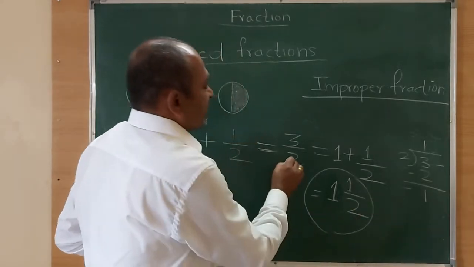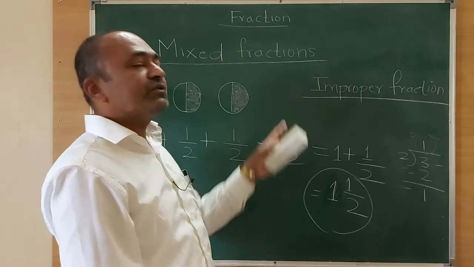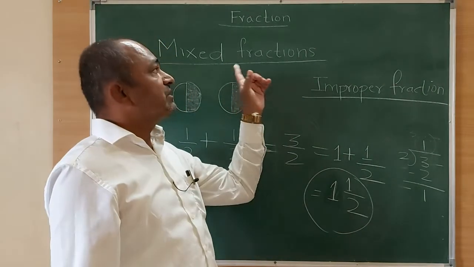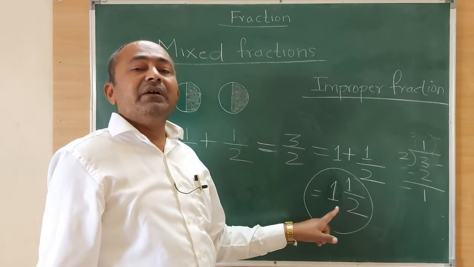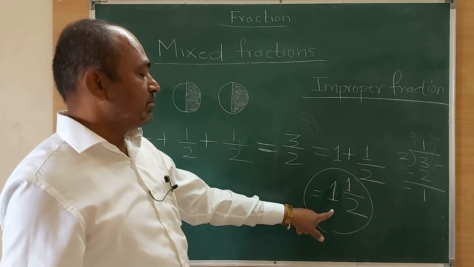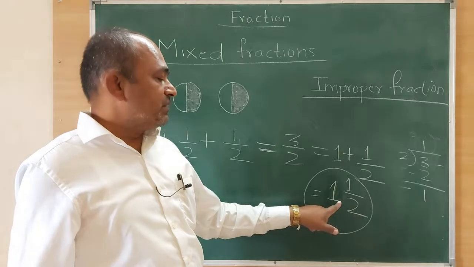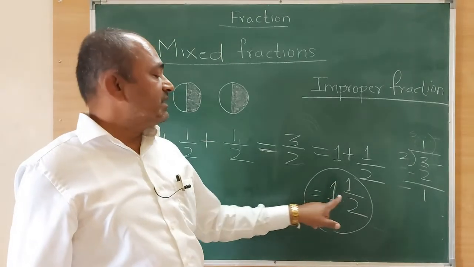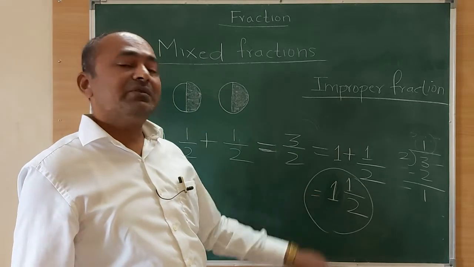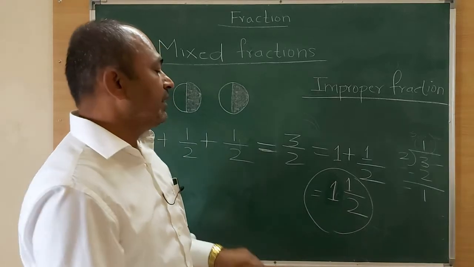An improper fraction is converted into a mixed fraction. A mixed fraction is also sometimes referred to as a mixed number. 1 plus 1 upon 2 can also be written as 1 and 1 upon 2. It is read as 1 and 1 upon 2. If the sign is not there, it is understood that it is a plus sign.